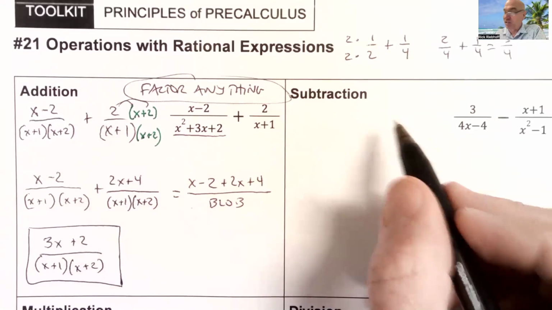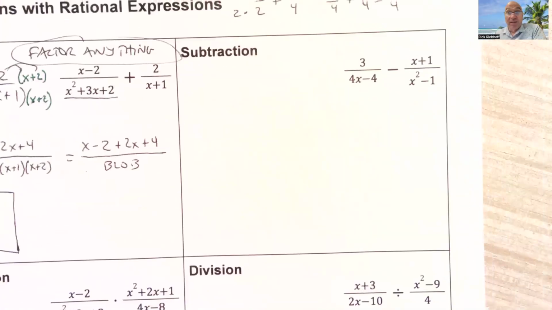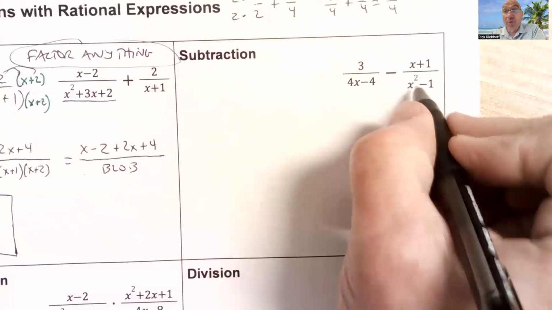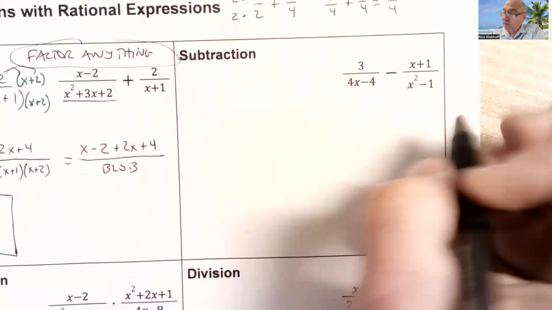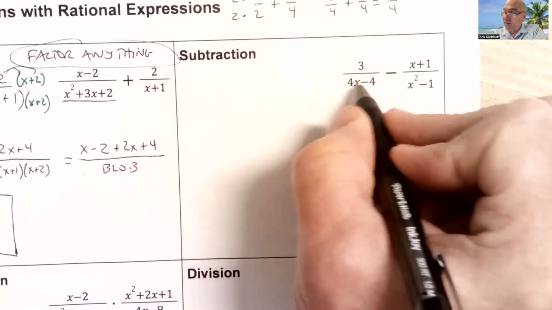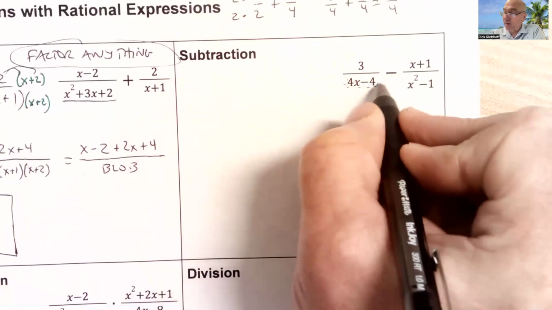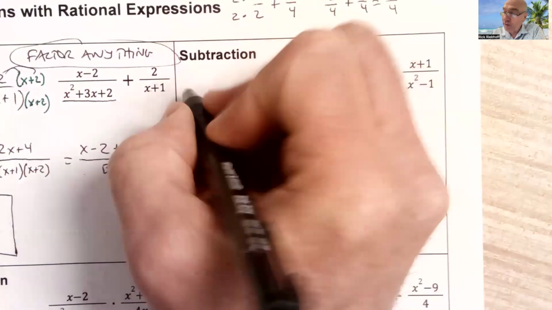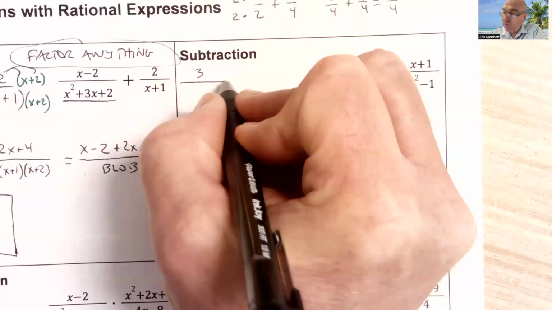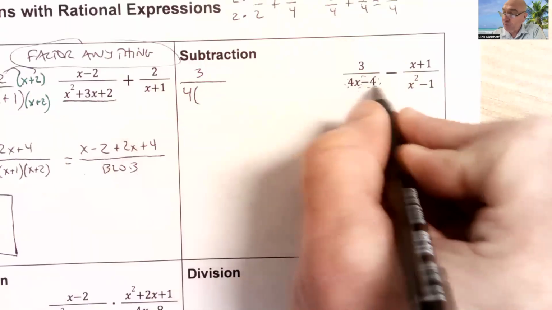Next one, subtraction. This has a couple little crazy things that make it a little more challenging. All right, so same thing. We're going to factor everything. I can factor this right here. Okay, I already talked about that. I can take out a 4. So it's going to be 3 over 4 times x minus 1.